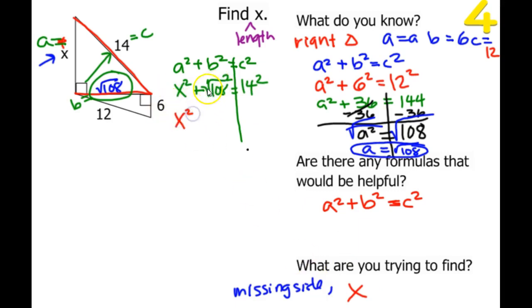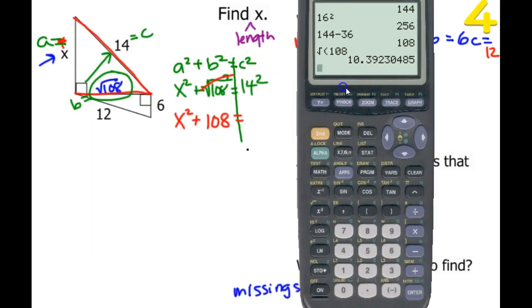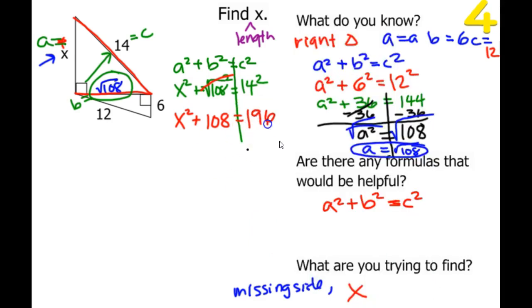So square root of 108, but it's squared. So I have X squared. The square root and the square cancel here and leave you with just 108. And then 14 squared, 14 to the power of 2 gives me 196. We're just doing the Pythagorean theorem again to figure out the side of X. So I need to get rid of this 108. I'm going to subtract 108.